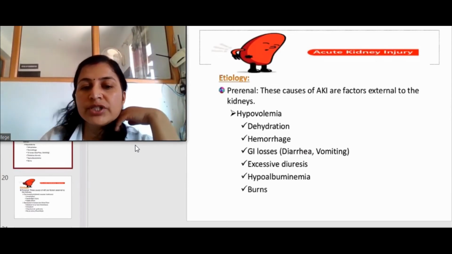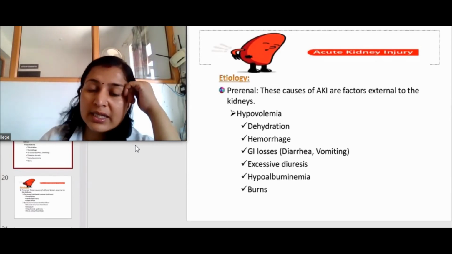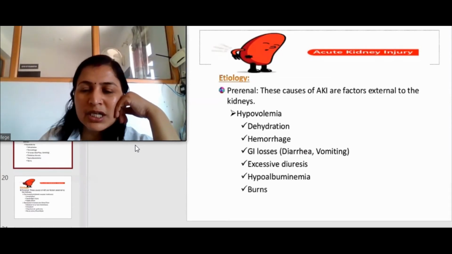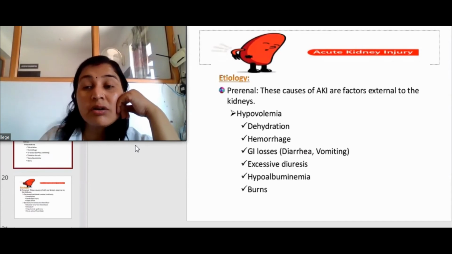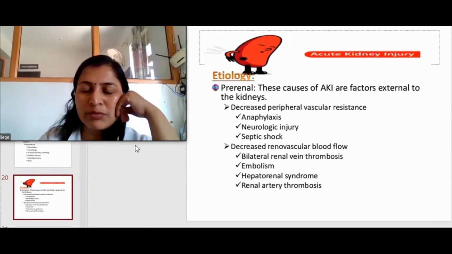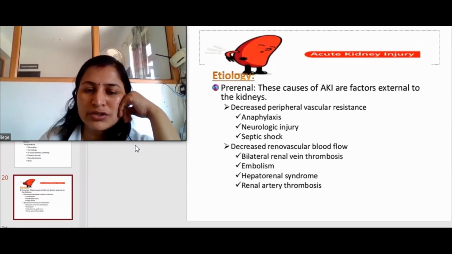Or some hemorrhagic diseases. And then excessive diuresis, it can be pathological or can be therapeutic because of antihypertensives and all. Or diabetes insipidus can cause excessive diuresis. Then hypoalbuminemia, burns also cause loss of fluid. So all these lead to hypovolemia and acute kidney injury.